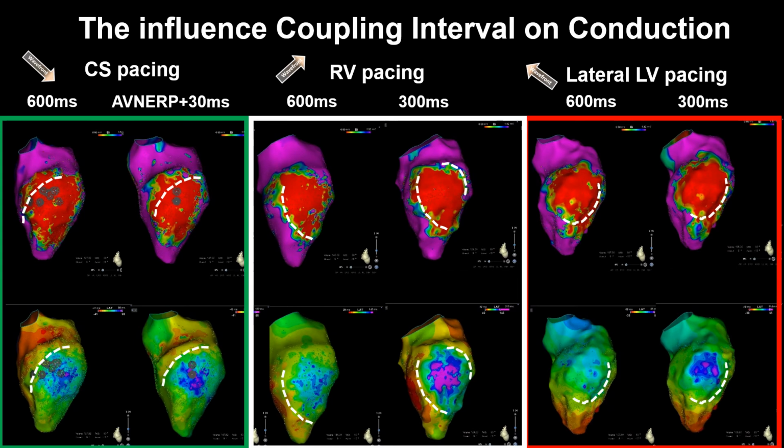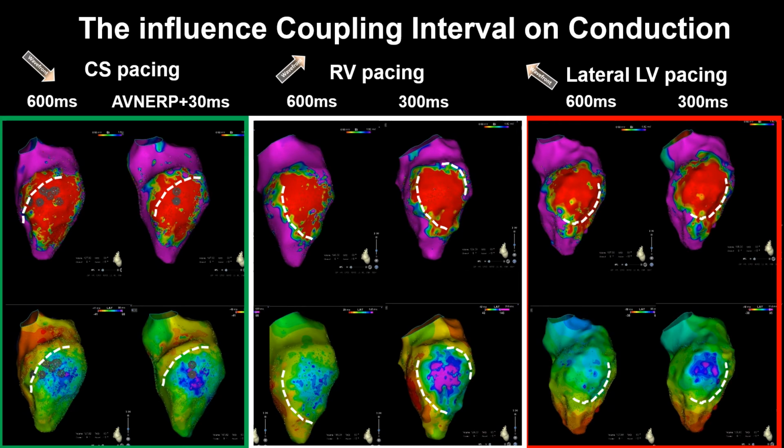In the figure, all maps are in the same orientation. Left panels show CS pacing maps, middle panels show RV pacing maps, and the right panels show the lateral LV pacing maps. For each pacing site, two coupling intervals are shown, 600 and 300 milliseconds. The panels are colored with green, white, and red as a tribute to our colleagues from Italy in this dire time of COVID-19.